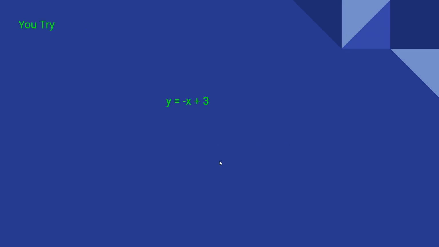You try this example, y equals negative x plus 3. The answer is x-intercept is (3, 0) and the y-intercept is (0, 3).